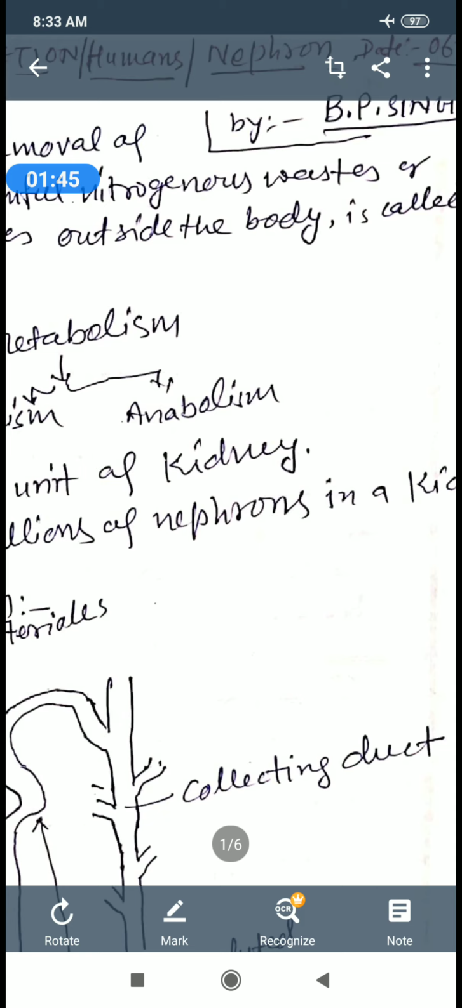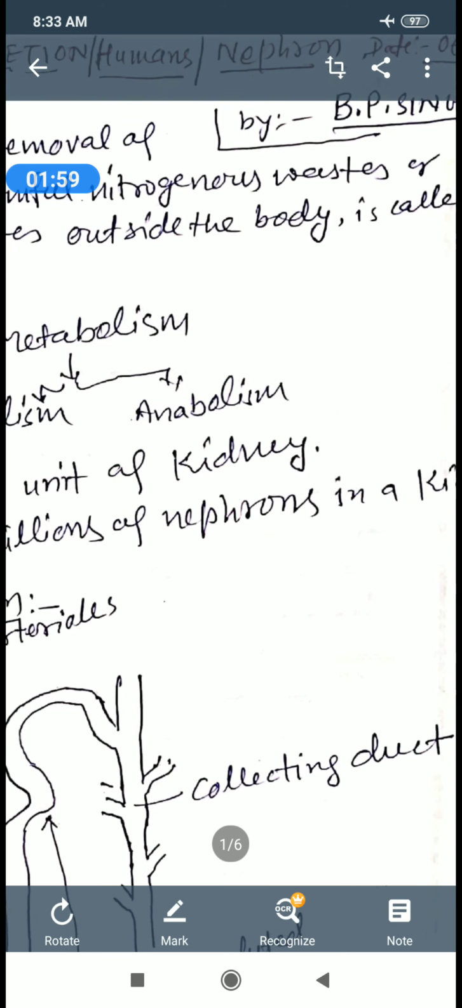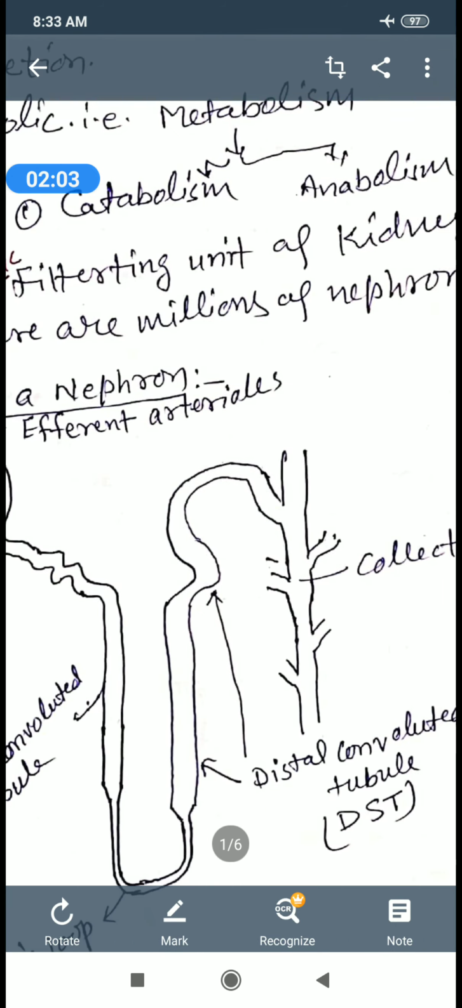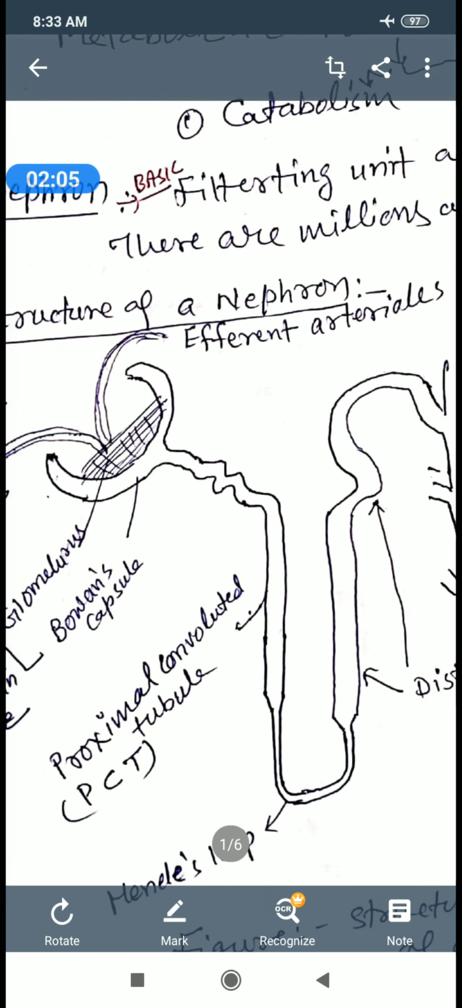Nephron is the basic filtering unit of the kidney. Their numbers are in millions in one kidney. We have two kidneys. Structure of nephron.